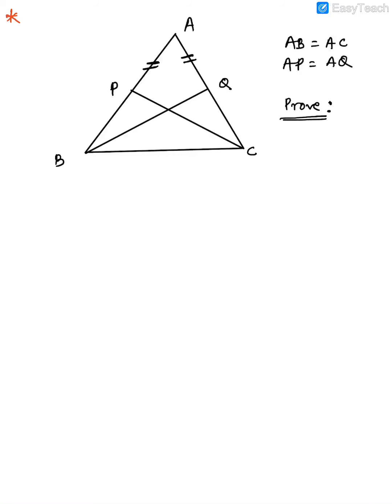So what you have to prove? First part, triangle APC is congruent to triangle AQB. And second thing, prove that triangle BPC is congruent to triangle CQB. So how will we prove this now? Okay, I'll just mark one more thing.